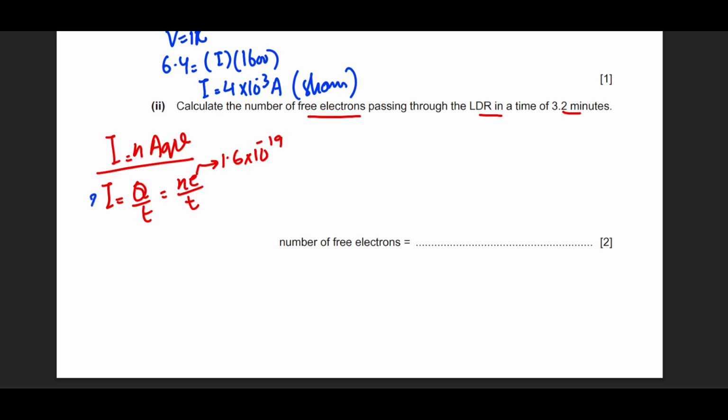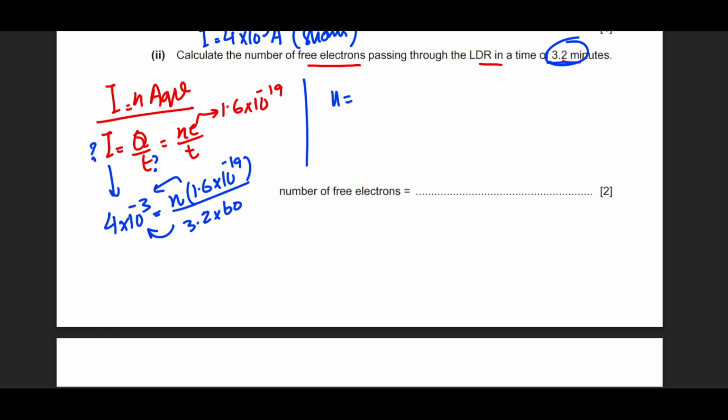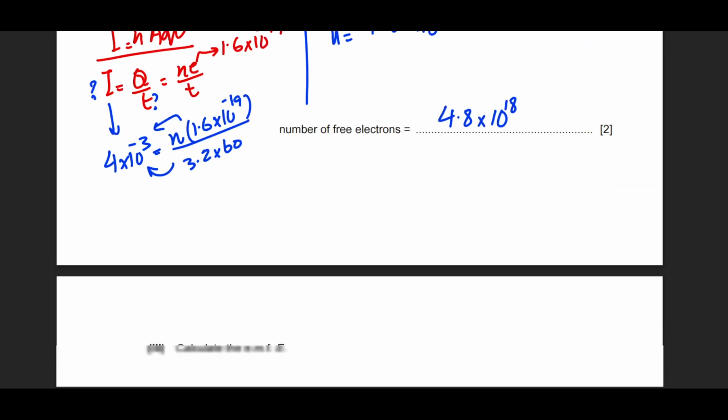So no problem. Do we have the current? Yes. Do we have the time? Yes. That is 3.2 minutes. So in place of current, I'm replacing the previous value, which is 4 into 10 raised to the power minus 3. And the number of electrons is n. The elementary charge is 1.6 into 10 raised to the power minus 19. Divide by time, that's 3.2 minutes, so that has to be converted into seconds. So 3.2 multiplied by 60. So when you take this over there, multiply, and then bring that over there to divide, this n comes out as 4.8 into 10 raised to the power 18 electrons. So this process allowed this many electrons to pass through within a time of 3.2 minutes.